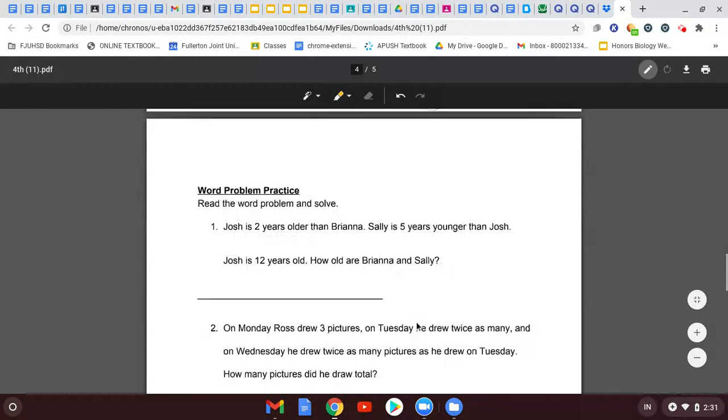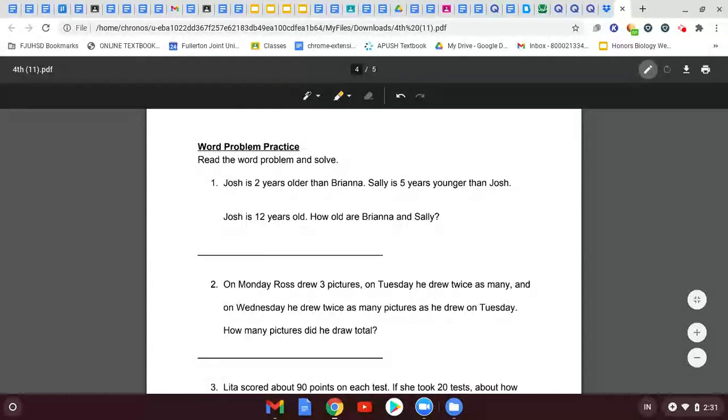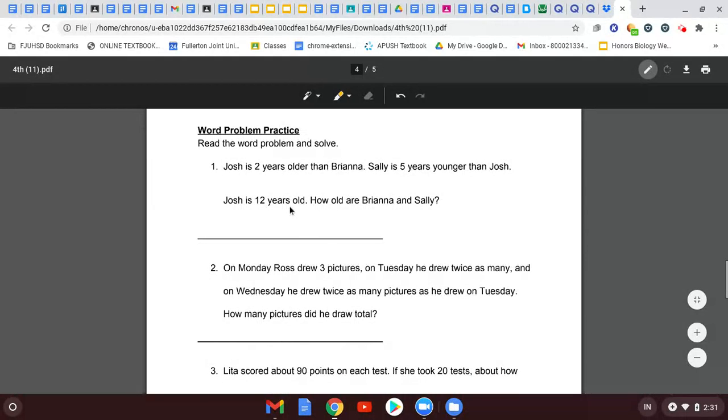Okay. Let's do a word problem. Josh is 2 years older than Brianna. Sally is 5 years younger than Josh. Josh is 12 years old. How old are Brianna and Sally? Josh is 2 years older than Brianna. And Sally is 5 years younger than Josh. Josh is 12 years old.